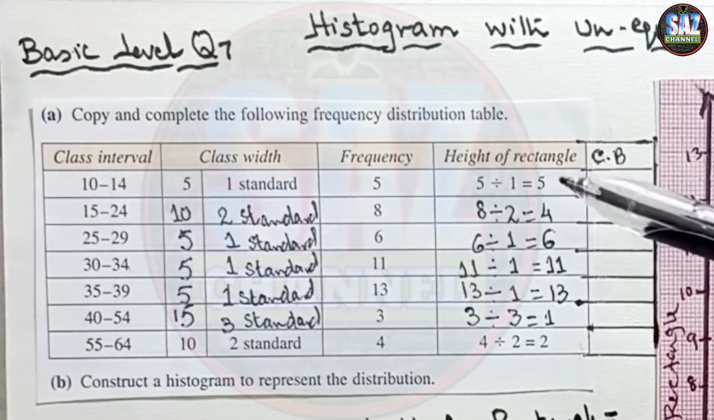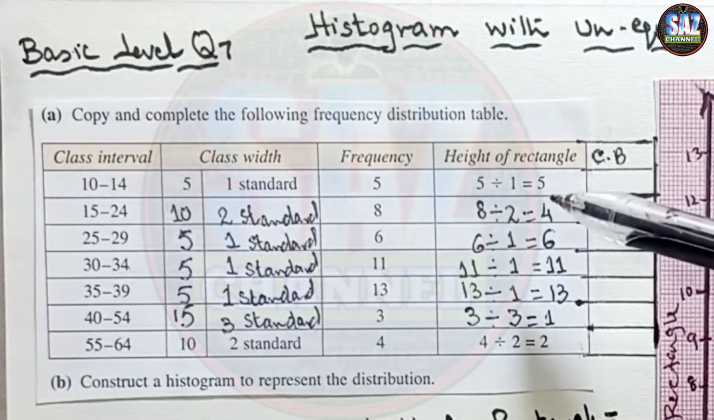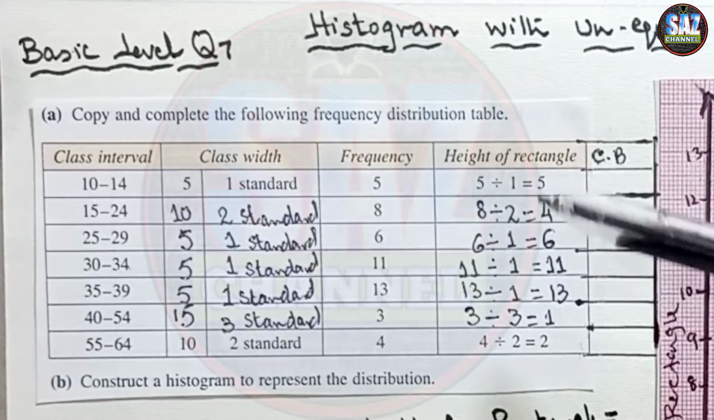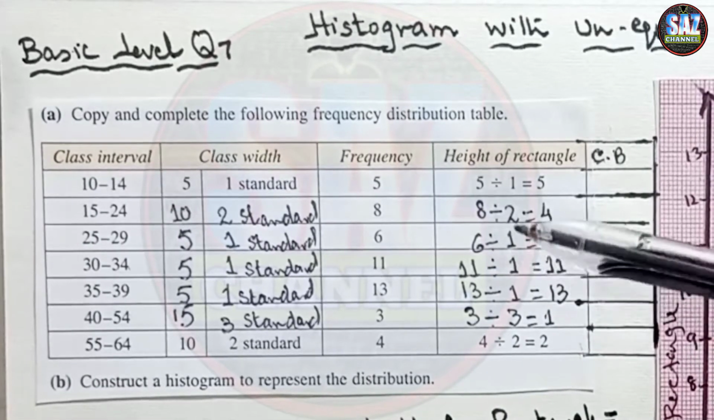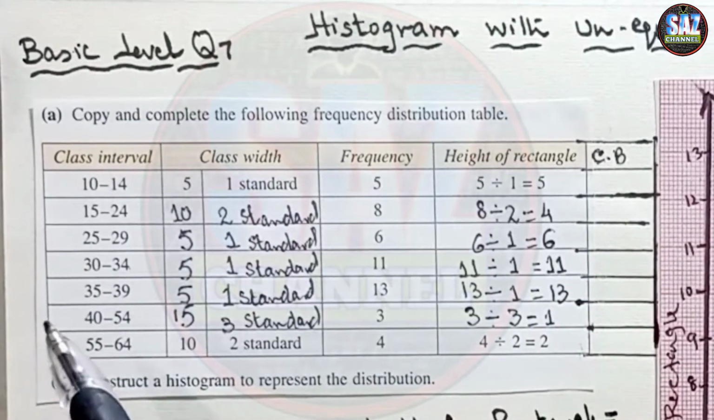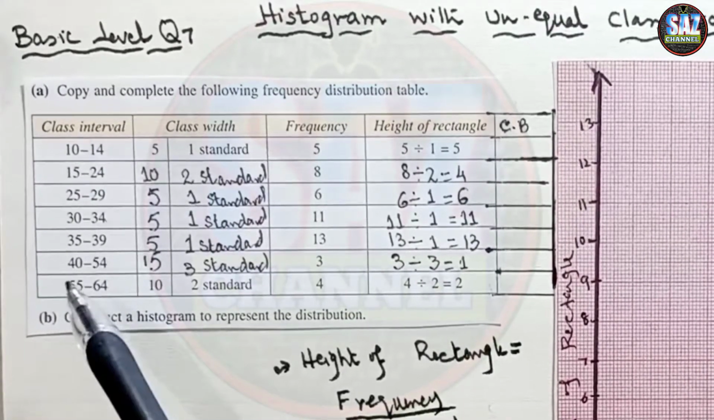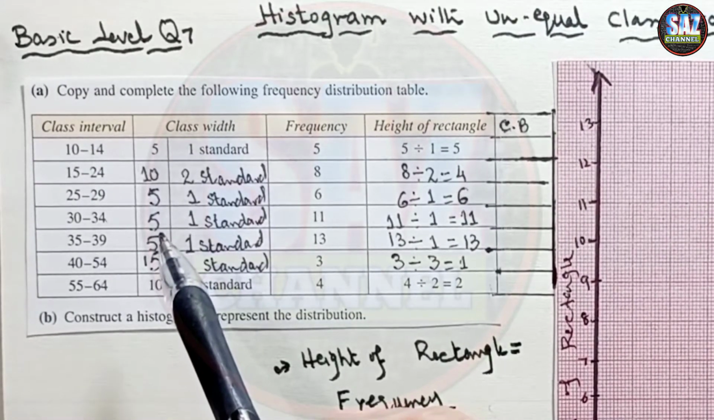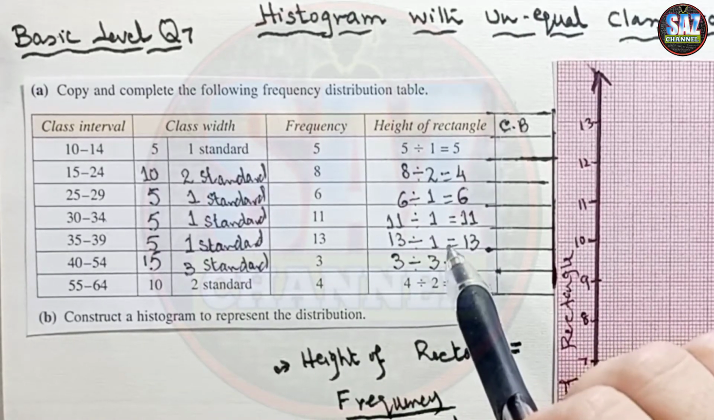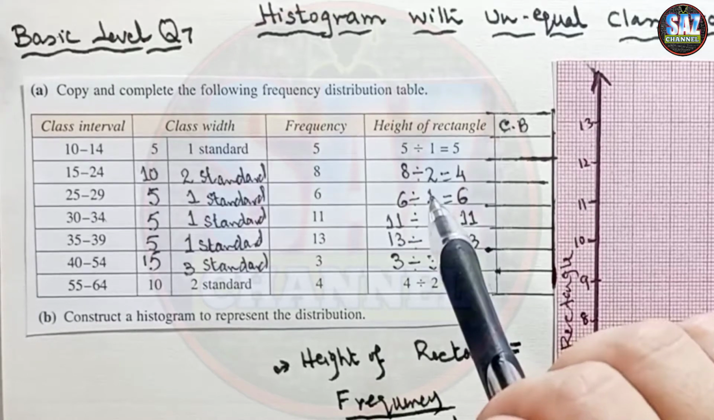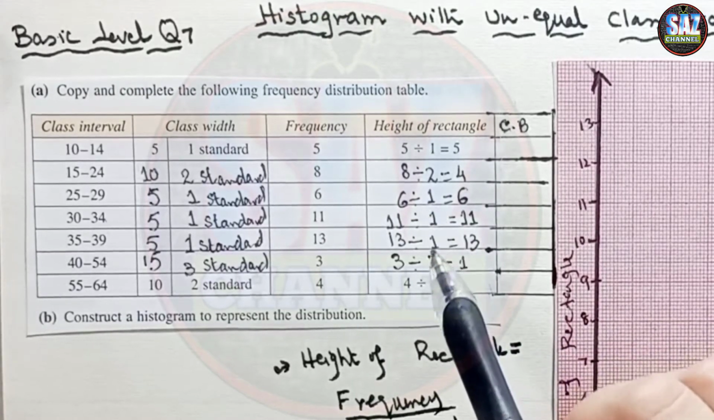Okay, now on the y-axis we are going to plot this new column, the height of rectangle column. I hope you are clear on how to check the class width of all the classes, and if the class width is not the same, then how to set the standard and how to choose the appropriate formula. Either you can go with class height of rectangle, or you can go with frequency density.